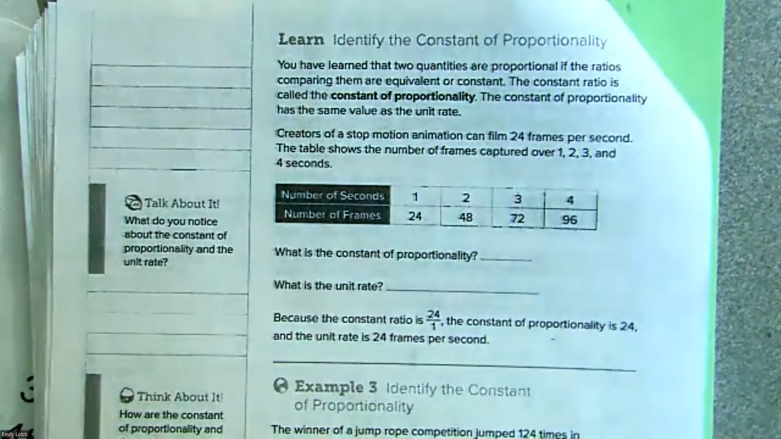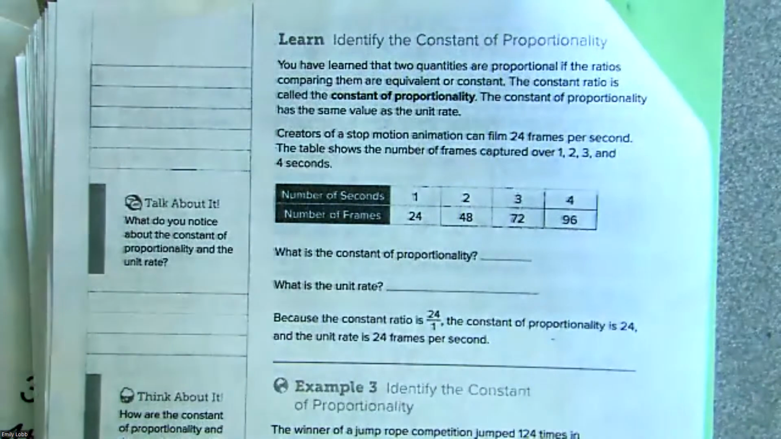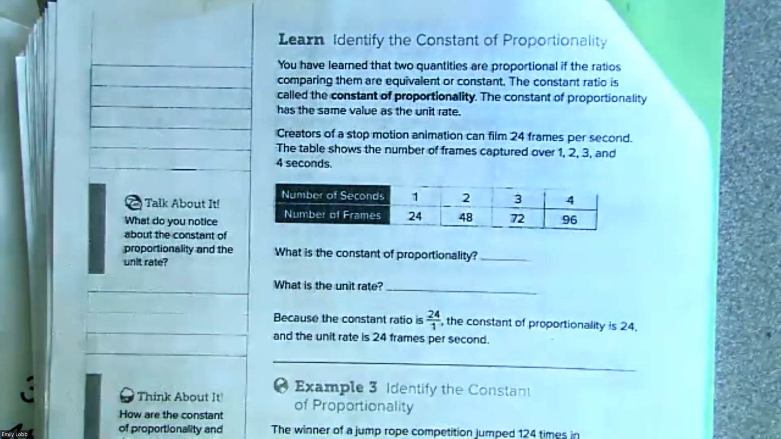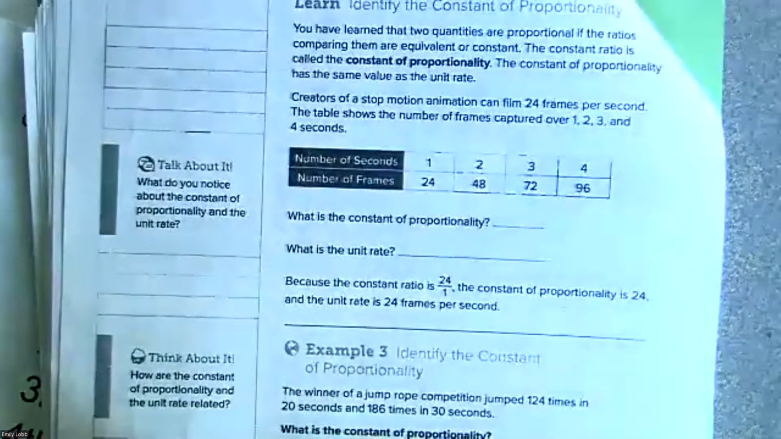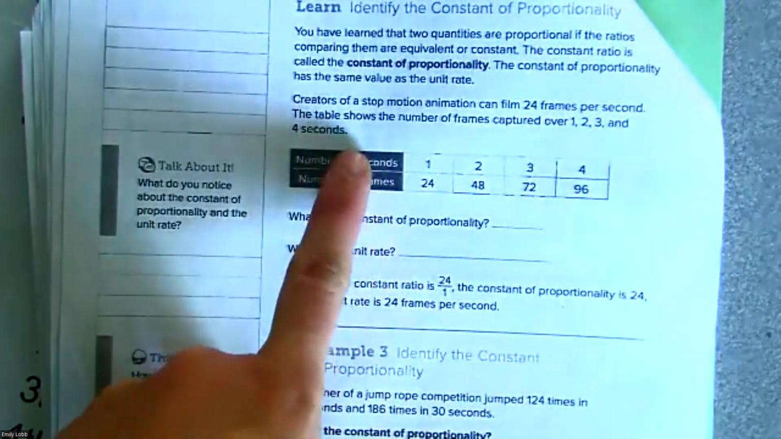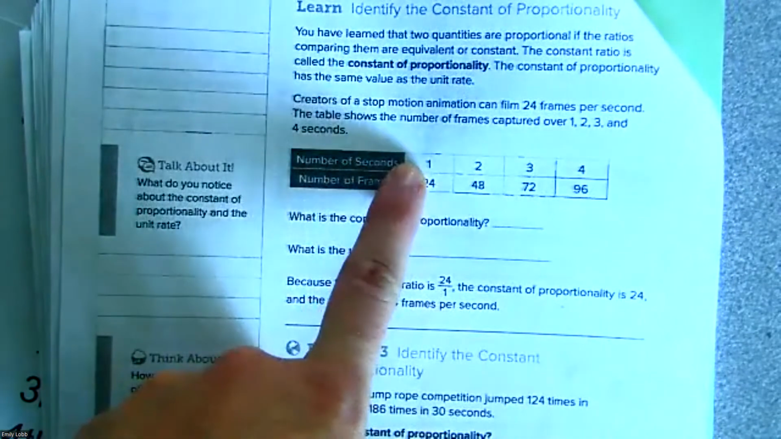So creators of a stop motion animation can film 24 frames per second. Frames per second. Remember that per is in place of a fraction bar or a division symbol. So this is frames divided by seconds. Frames per second means frames divided by seconds. That's how we're going to find our unit rate. The table shows the number of frames captured over 1, 2, 3, and 4 seconds. So if we're looking for the constant of proportionality, we want frames per second. So 24 divided by 1 is what?